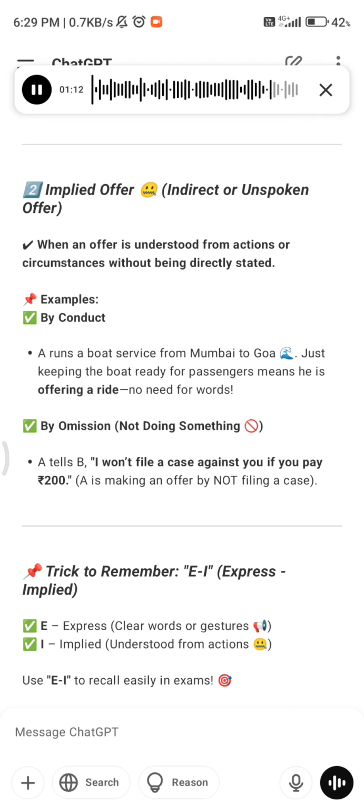Trick to remember. EI: express, implied. E, express: clear words or gestures. I, implied: understood from actions. Use EI to recall easily in exams.